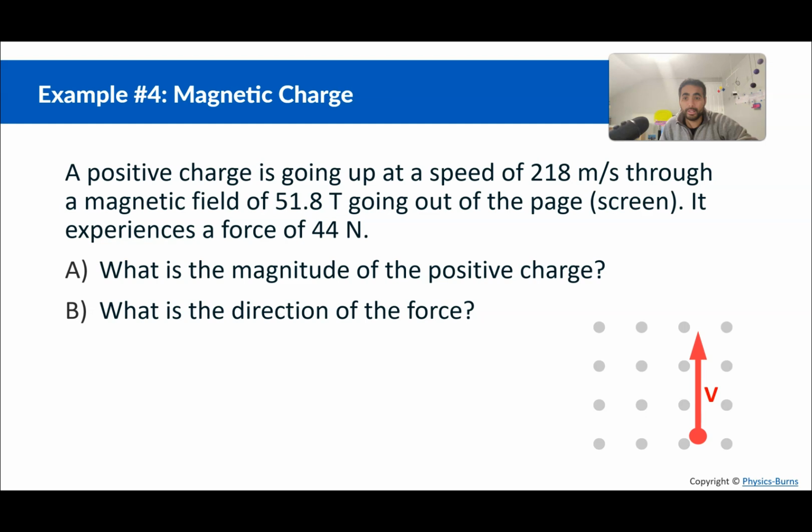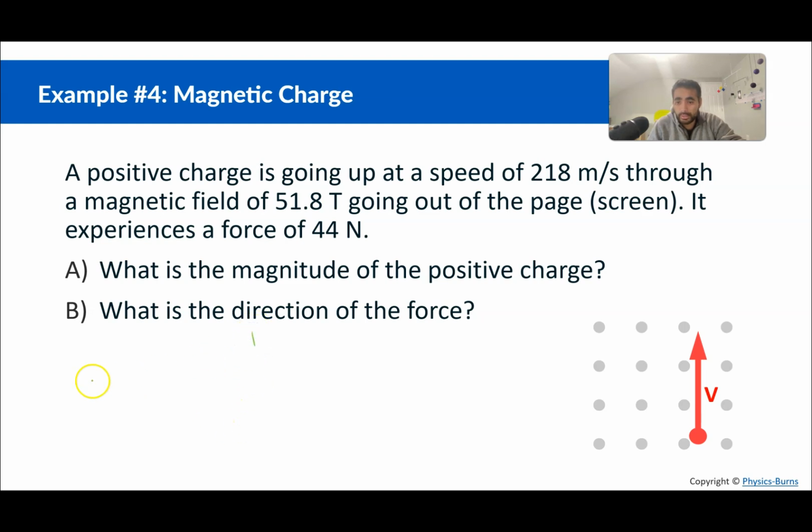Right? Moving on. A positive charge, okay, positive, everything is normal again, is going up at a speed of 218 meters per second through a magnetic field of 51.8 Tesla going out of the page, screen. It experiences a force of 44 newtons. What is the magnitude of the positive charge?